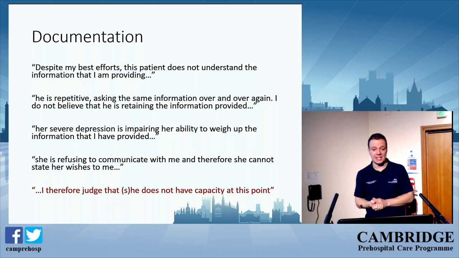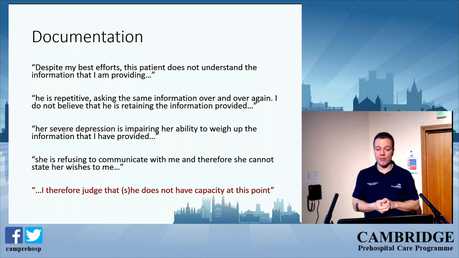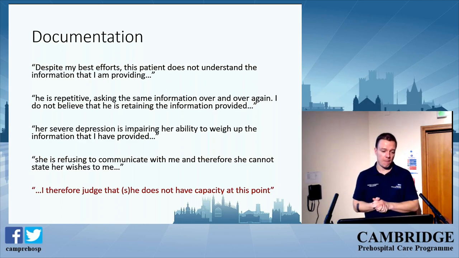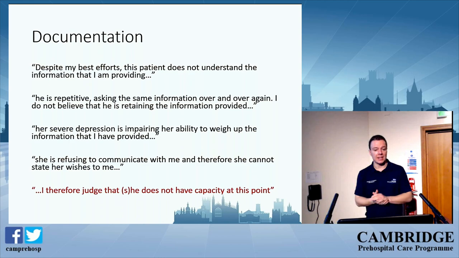He's repetitive, asking the same information over and over again, and I don't think he's retaining that information. I might write something like, her severe depression is impairing her ability to weigh up the information I provided. And I have to be quite careful with that, and maybe come up with some more evidence around that. She's refusing to communicate with me, and therefore she cannot state her wishes to me.